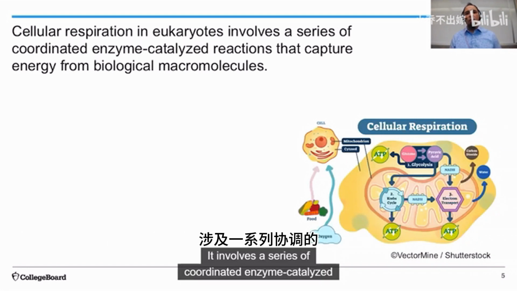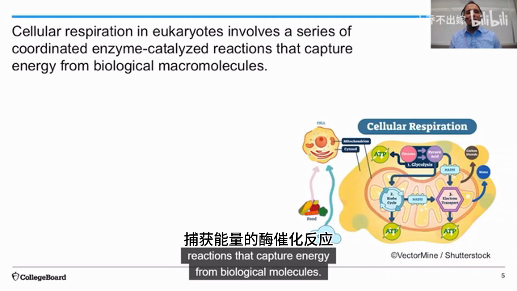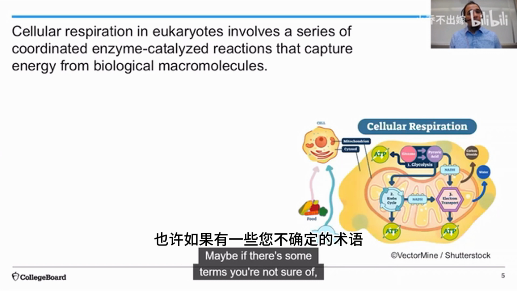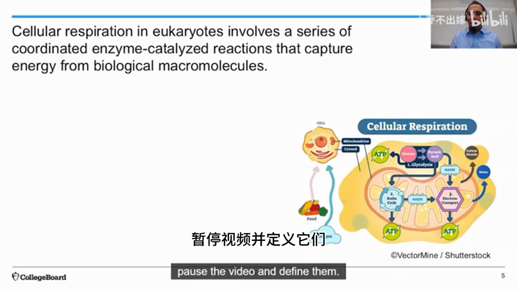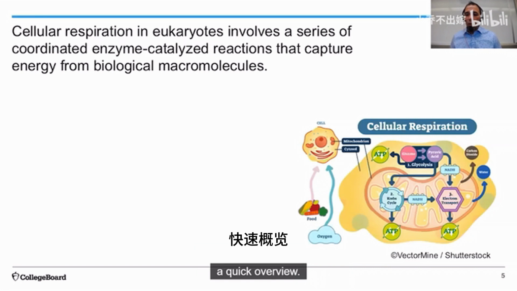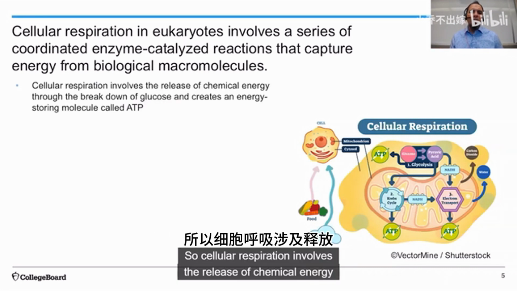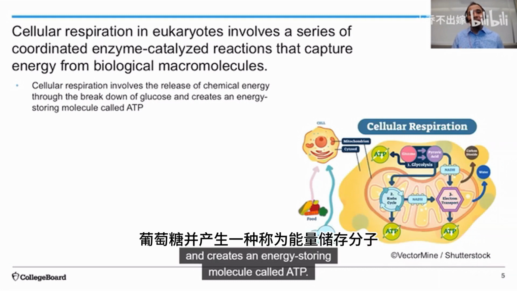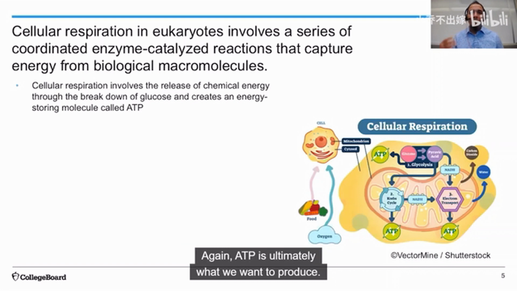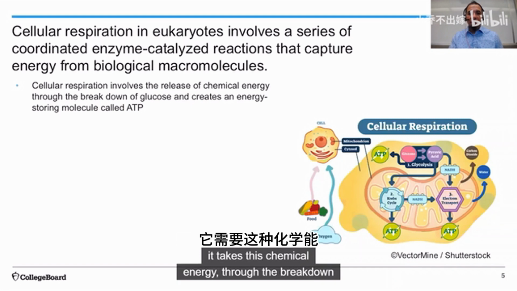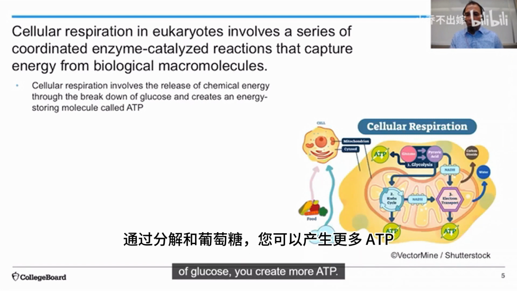It involves a series of coordinated enzyme catalyzed reactions that capture energy from biological molecules. There's a lot of words in that sentence. Maybe if there's some terms you're not sure of, pause the video and define them. So I have a picture here of cell respiration, a quick overview. Again, maybe stop and draw, may be helpful. So cellular respiration involves the release of chemical energy through the breakdown of glucose and creates an energy storing molecule called ATP. Again, ATP is ultimately what we want to produce. And so what cell respiration does, it takes this chemical energy through the breakdown of glucose to create more ATP.